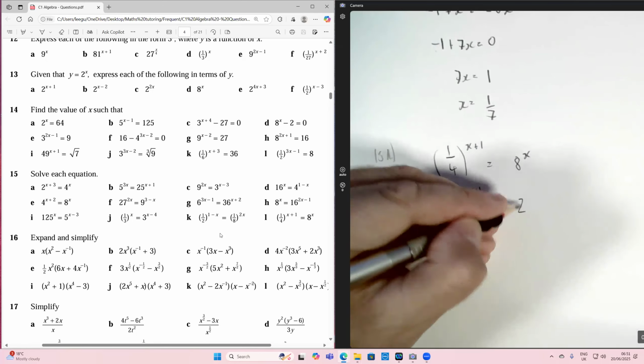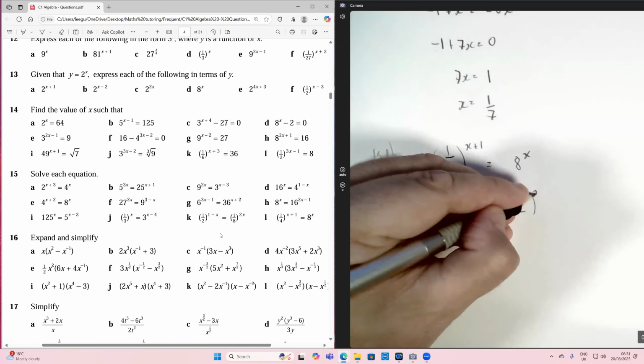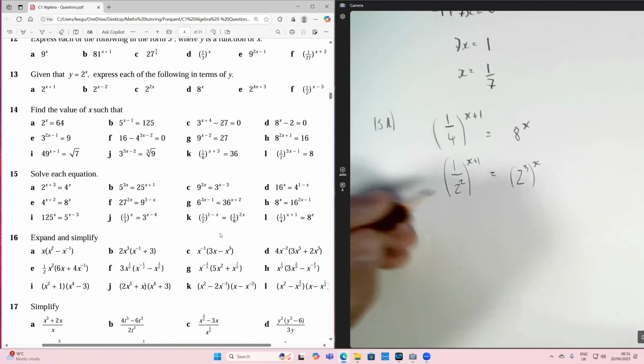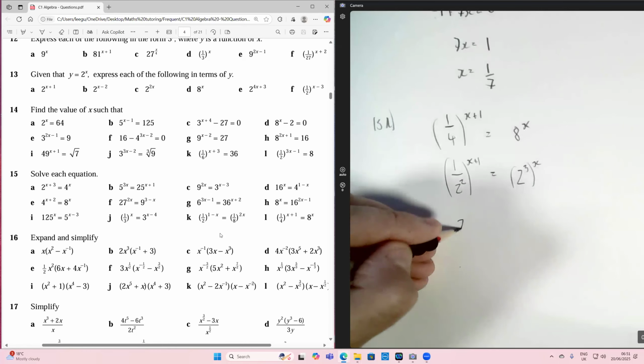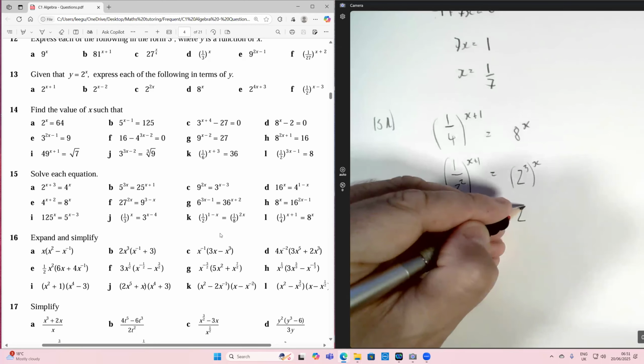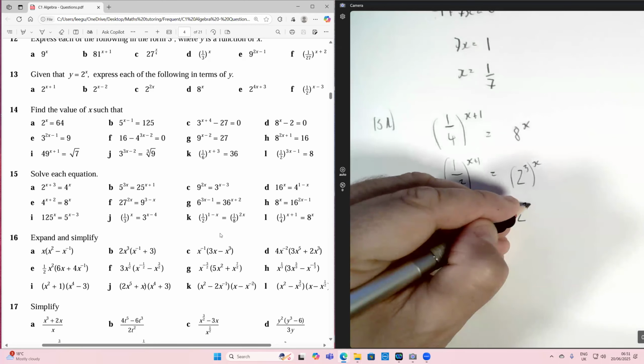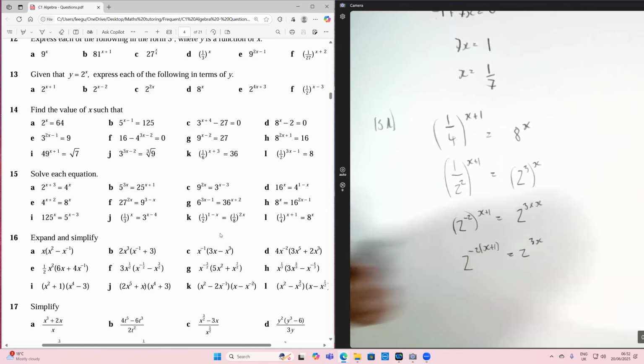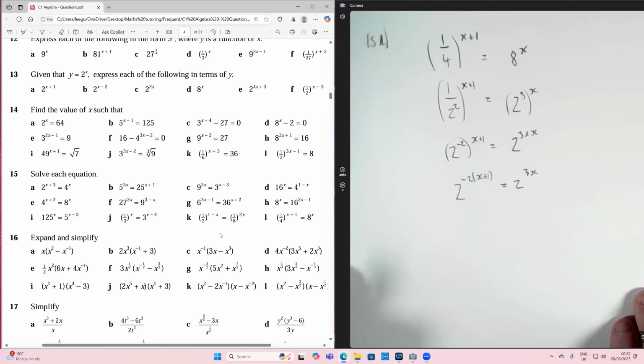And I'm going to rewrite this as 2 cubed to the power of x. Now I'm going to rewrite 1 over 2 squared as 2 to the power of minus 2 times x add 1, is equal to 2 to the power of 3 times x. And then finally, 2 to the power of minus 2 times x add 1 is equal to 2 to the 3x. And we've got to the stage now where the powers can be directly compared with each other.